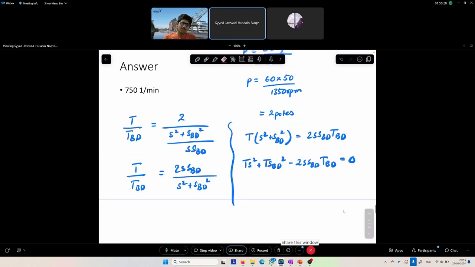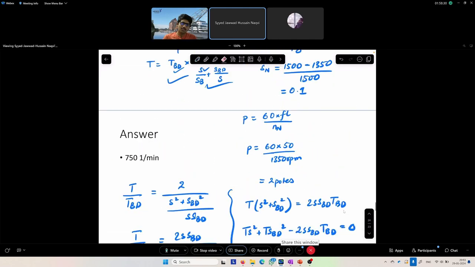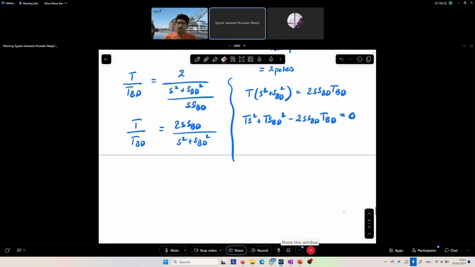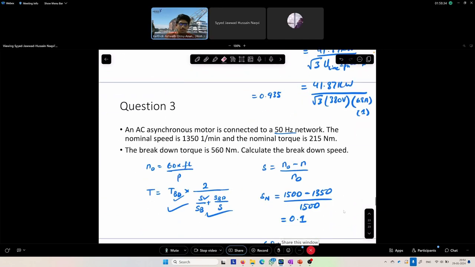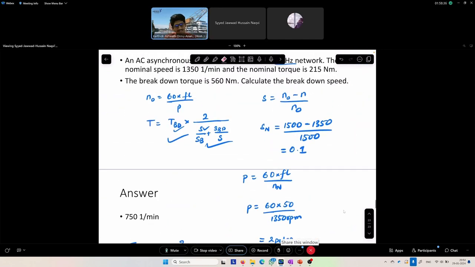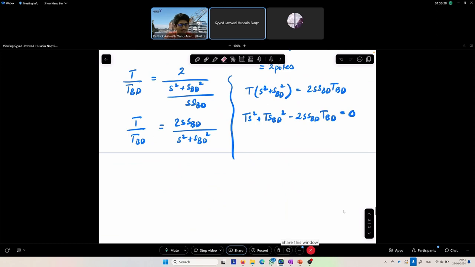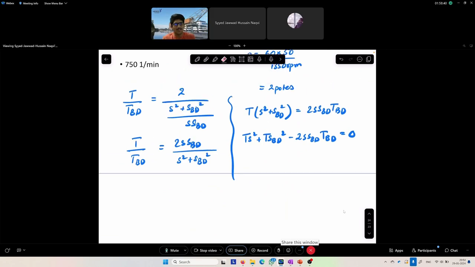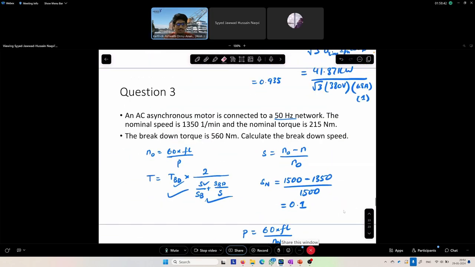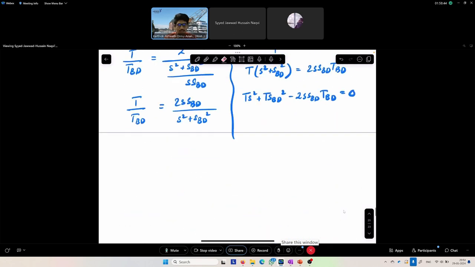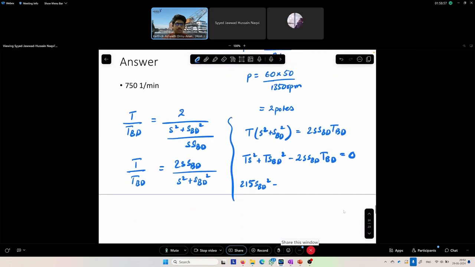So this will be the quadratic. You don't have to worry about units. Even if you write them it will be correct. Write the units, it's fine, because you have S square in each term, S is unitless, torque is Newton meter, so all three terms have Newton meter. 215 S square, and SBD, you already know SBD, so substitute that also.